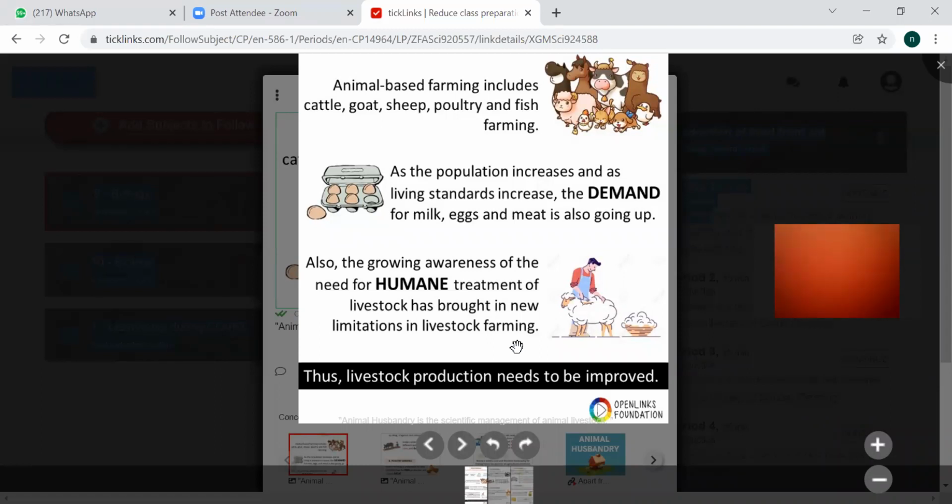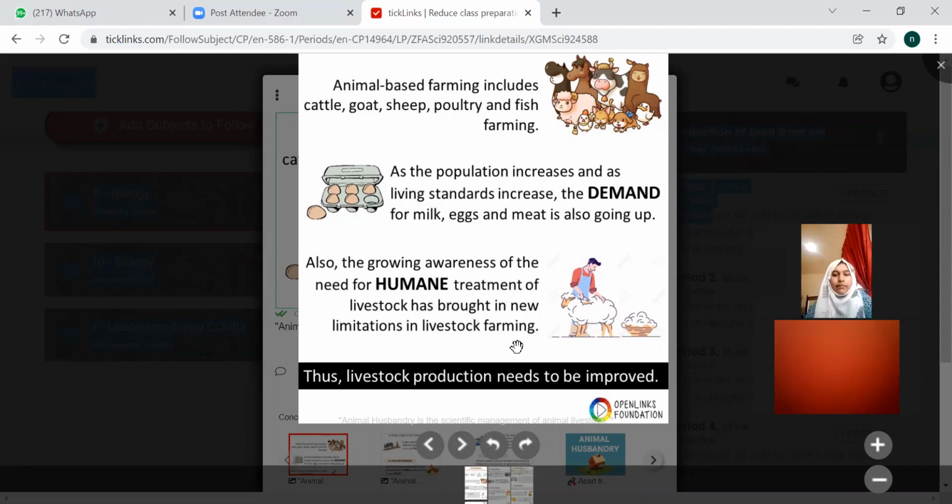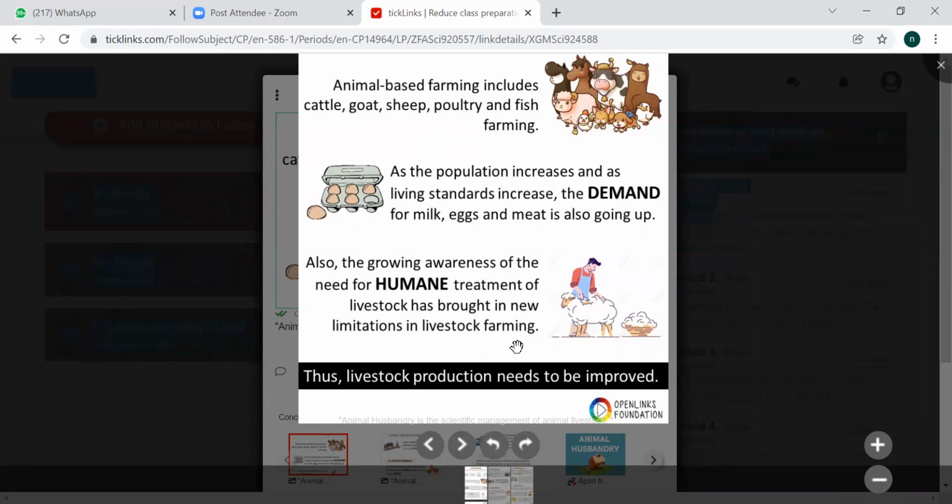Okay. So what happens when there is more demand? Supposing there are 100 people who went to get fish, but the person who is selling the fish says that these 100 people want 1 kg each, so 100 kgs of fish is required, but he has only 50 kgs. So what will he do? To whom will he give?